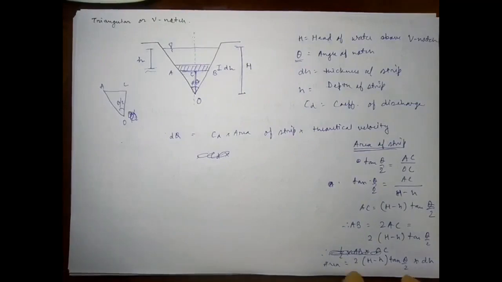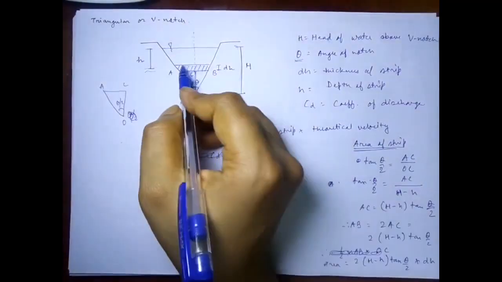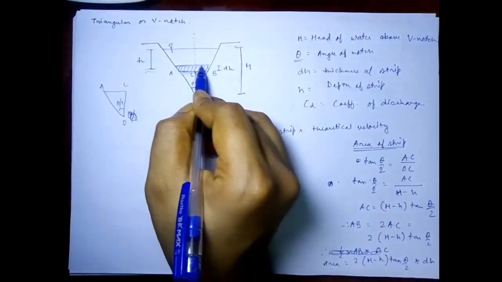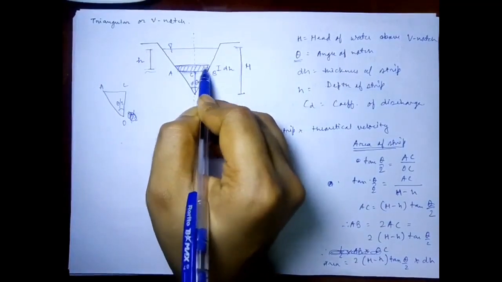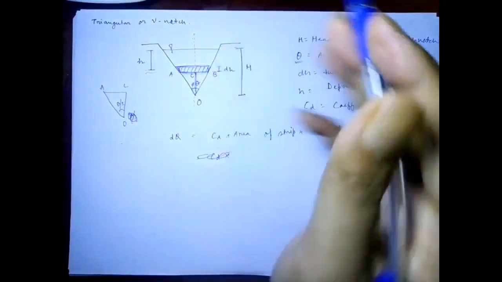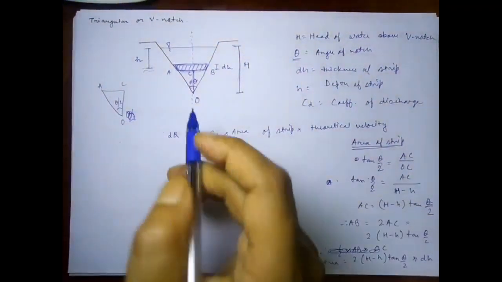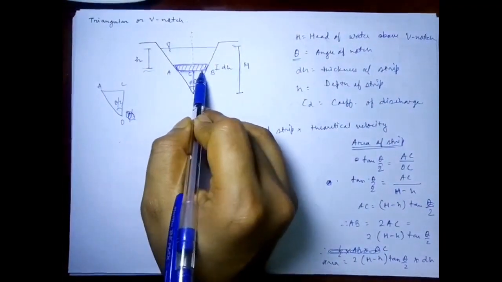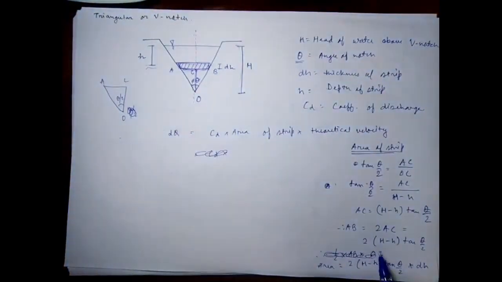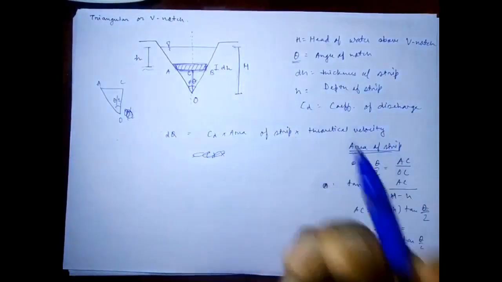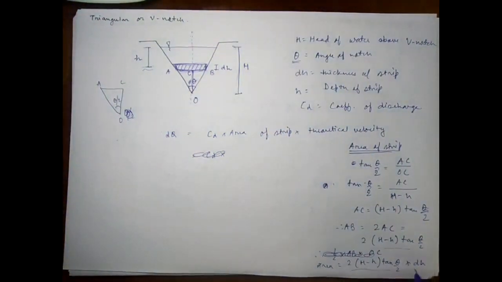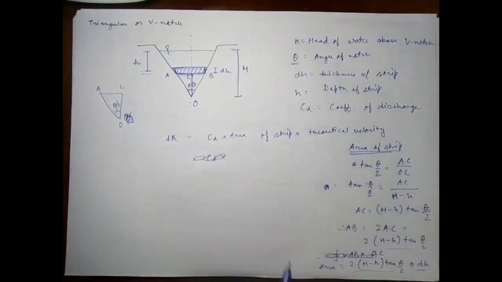So the area of the strip: we are considering that this strip is very small, so it can be considered as a rectangle only. Just ignore the small bends and let's consider it to be a rectangle. We got this length, that is 2 times AC, and this one multiplied by this height will give us the area, and thus this multiplied by dh is the area of the strip.